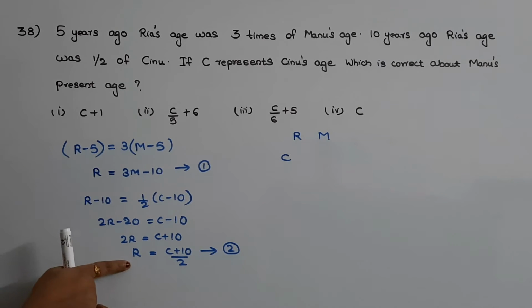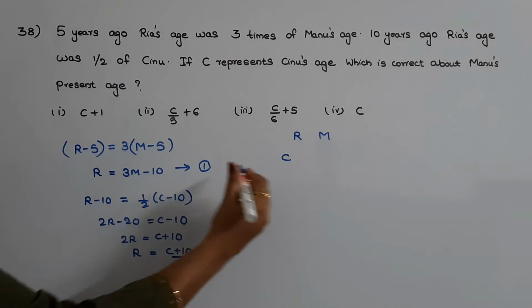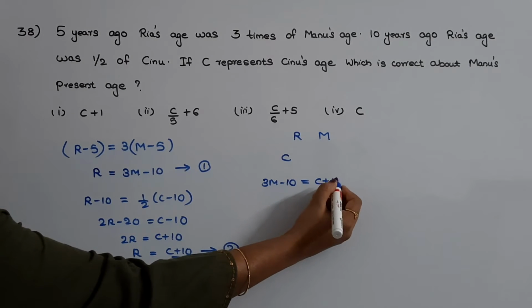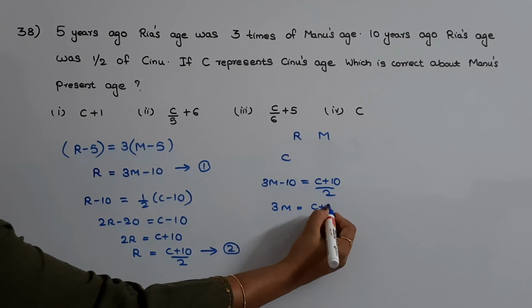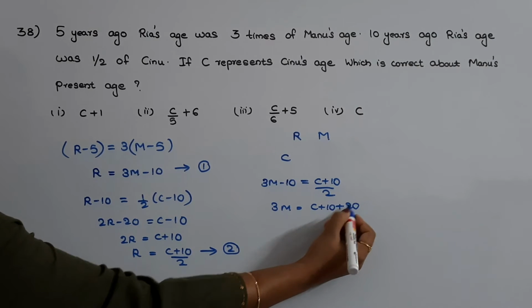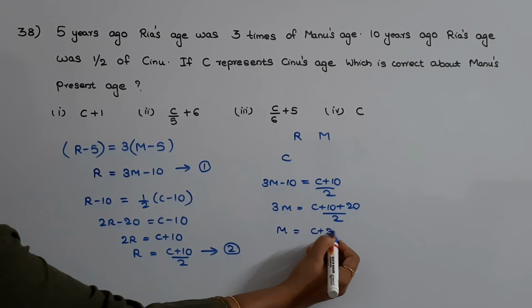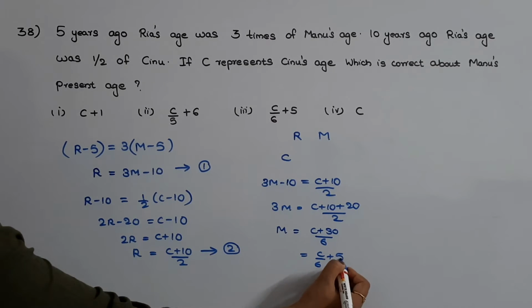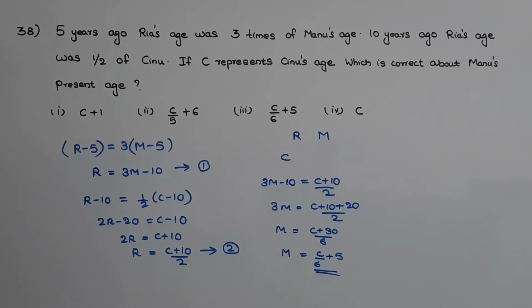Now since the LHS of first equation and the second equation are same, we can equate the RHS. Okay. So 3M minus 10 is equal to (C plus 10) by 2. Okay. So 3M is equal to (C plus 10 plus 20) by 2. So from this M value will be equal to (C plus 30) by 6, or we can write this as C by 6 plus 5. Okay. Hence the age of M is C by 6 plus 5. Hence option 3 is the right answer.